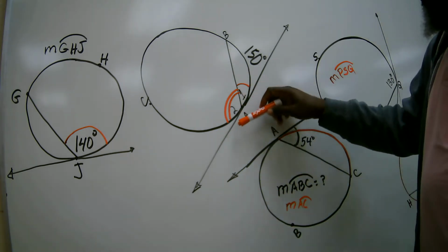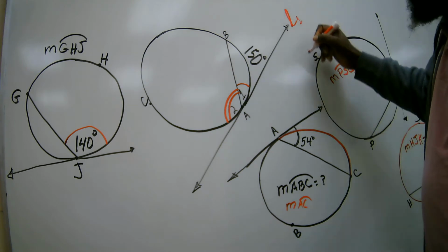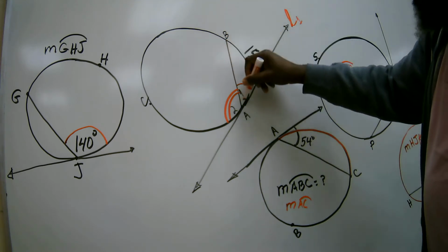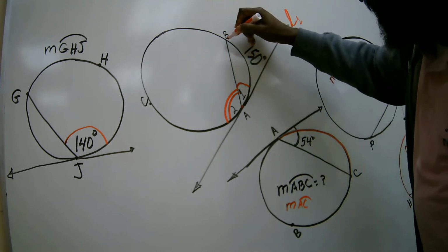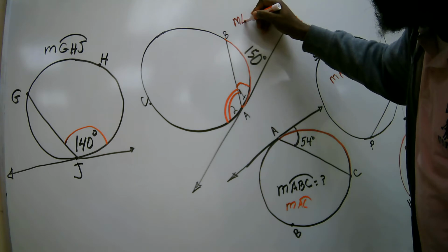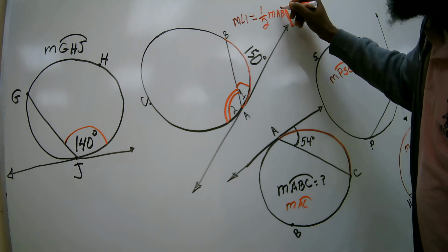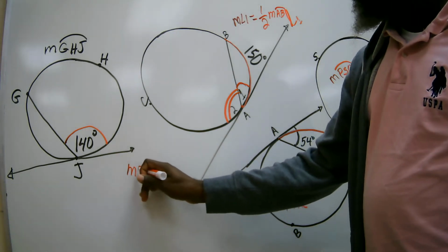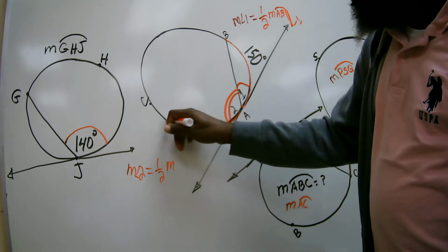We have this example here. We have this line, let's call it line 1, which is a tangent line, and it intersects with chord BA. They're telling you this angle, angle 1, is 1/2 of its intercepted arc. So in order to find the measure of angle 1, it will equal 1/2 of arc BA. Simple as that. Same thing if I want to find the measure of angle 2. I will take 1/2 the measure of arc ACB.